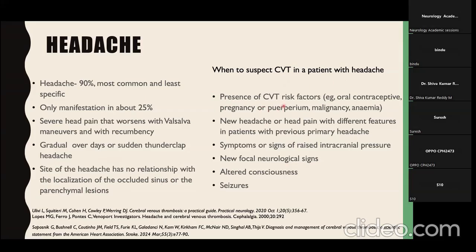When there are risk factors, as we discussed, like OCP use, pregnancy, puerperium, malignancy, and anemia, and new onset headache with different features in a known case of primary headache, and also symptoms and signs of raised intracranial pressure, and if the patient has new focal neurological signs, and if the patient has altered consciousness or seizures, then CVT should be suspected in a patient with headache.